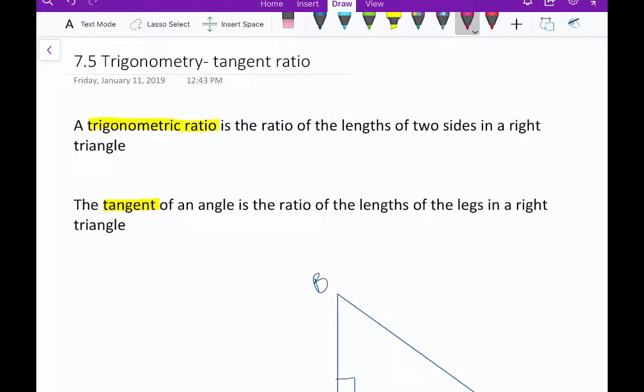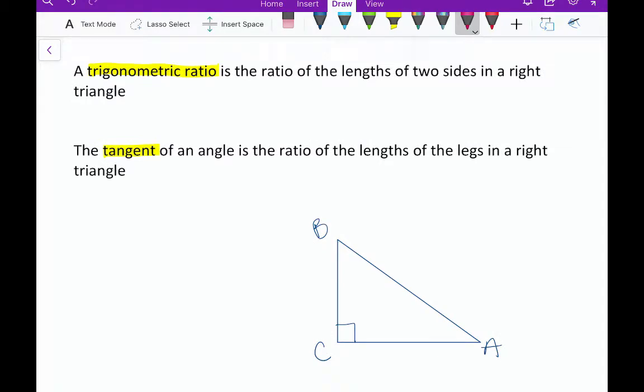This is the video for Geometry 7.5. We're starting trigonometry for right triangles. First, we're going to look at the tangent ratio. A trigonometric ratio is the ratio of the lengths of the two sides in a right triangle. There are three trig ratios that we're going to be looking at. In this video, we're just looking at the first ratio, which is the tangent ratio, which is the ratio of the lengths of the legs in a right triangle.